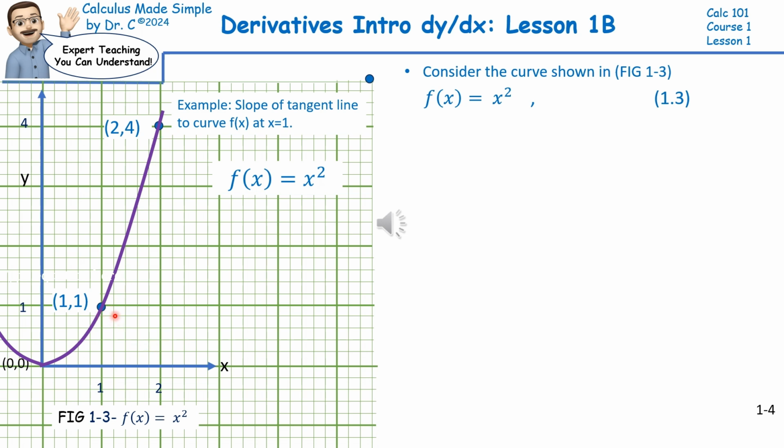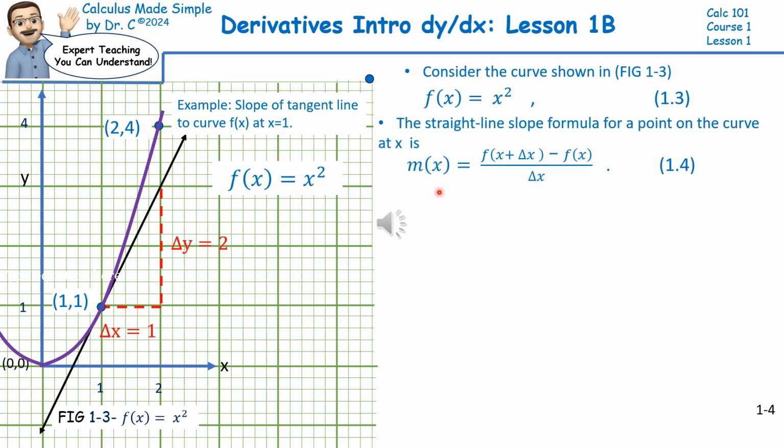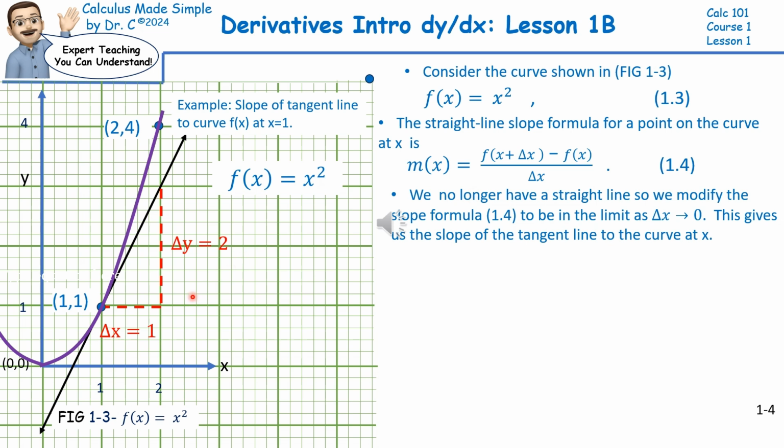So let's see, what if we apply the straight line formula for a point on the curve at x? We see that m of x is equal to f of x plus delta x minus f of x divided by delta x. And if we do that at x equal 1, we see that the straight line slope gives us delta y over delta x, which is 2. Well, we don't have a straight line. This doesn't represent the slope, but the slope at that point at x equal 1 is this tangent line.